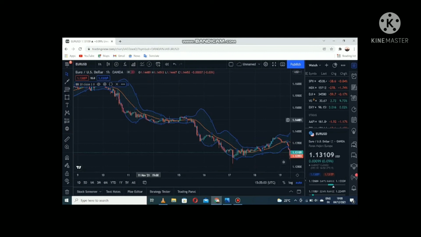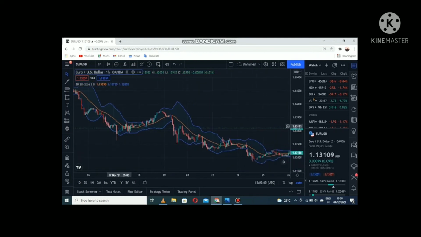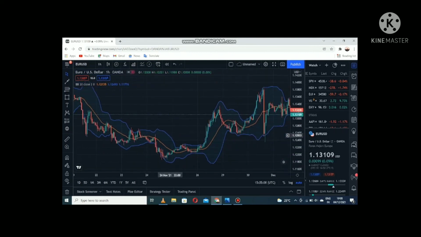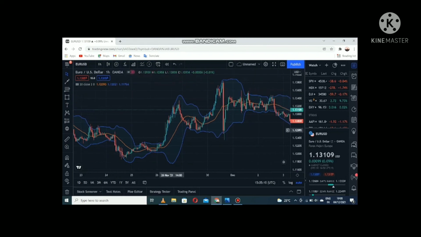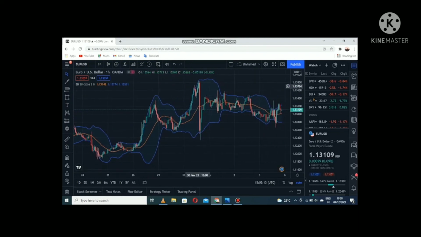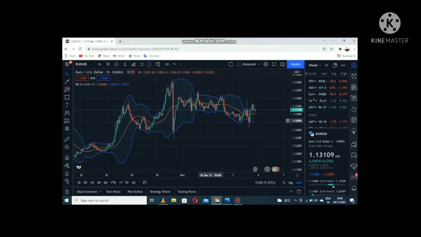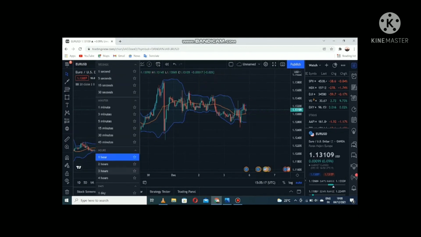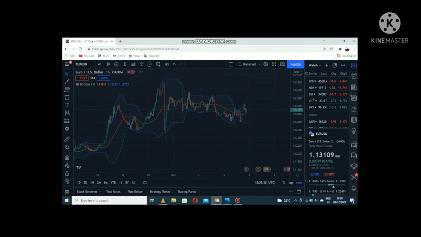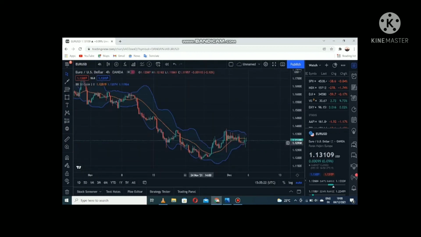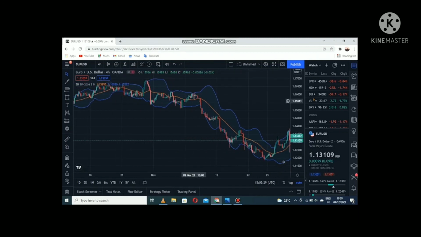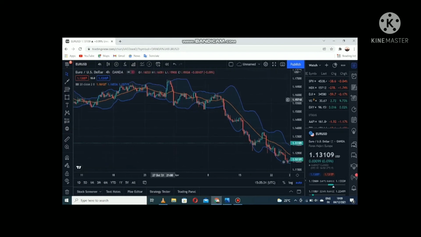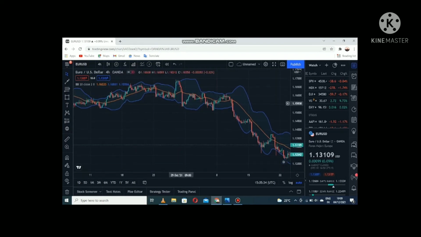You can see there's a bit of consolidation around there. Whenever it reaches the boundaries, there's a strong buying and selling pressure respectively. That middle line, that moving average in between the two boundaries, helps in identifying the trend. So let's go to the 4 hour time frame. As you can see, whenever the market reaches the boundaries, it bounces off. Basically, that's how this strategy works.